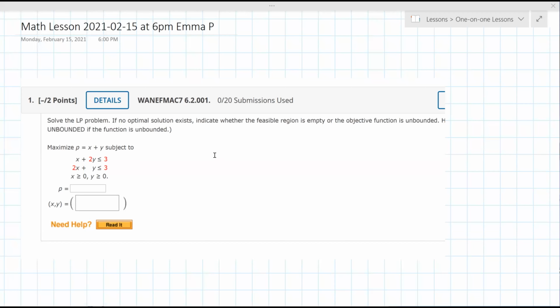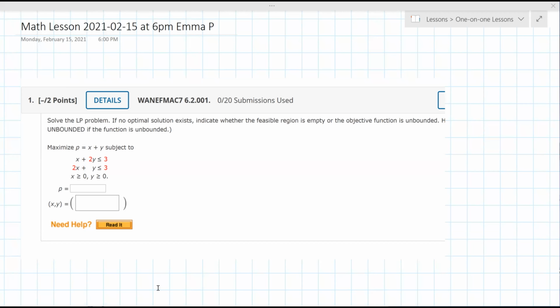Okay. So solve the LP, that means linear programming problem. If no optimal solution exists, indicate whether the feasible region is empty or the objective function is unbounded. So I guess you have some other cases that you can consider here.